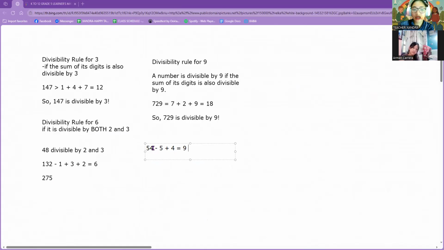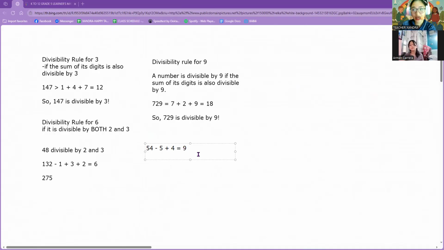2, because the last digit is 4, an even number. 3, because if you add the digits, the sum is 9 and it is divisible by 3. Okay, how about the divisibility rule for 9? Is 54 divisible by 9? Like the divisibility rule for 3, you sum the digits. So 5 plus 4 is 9.